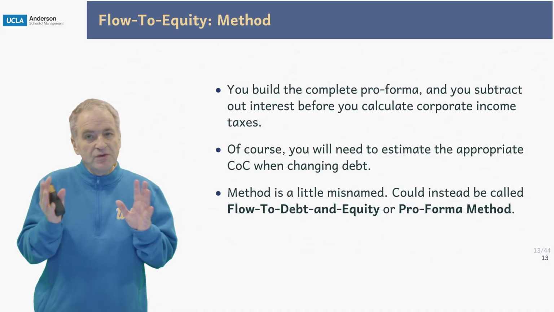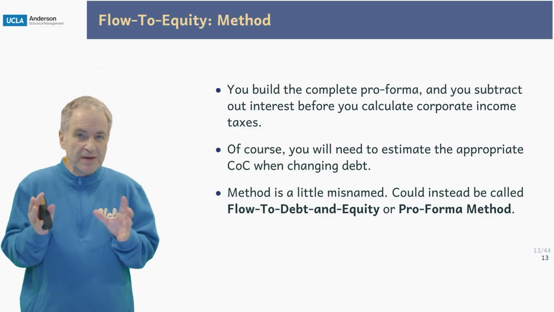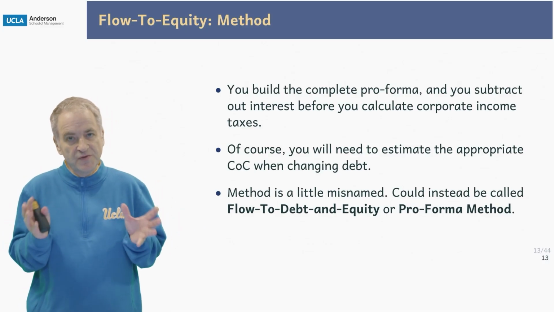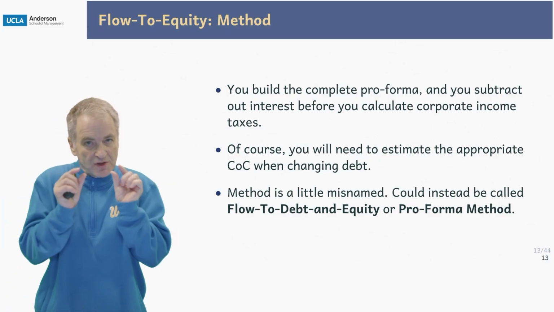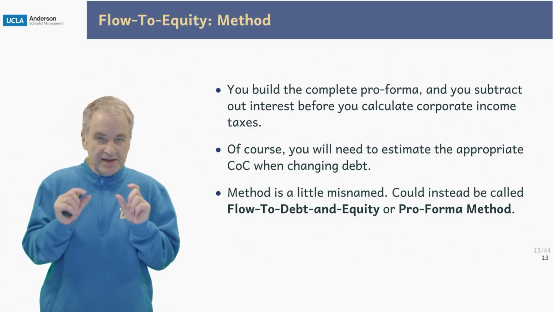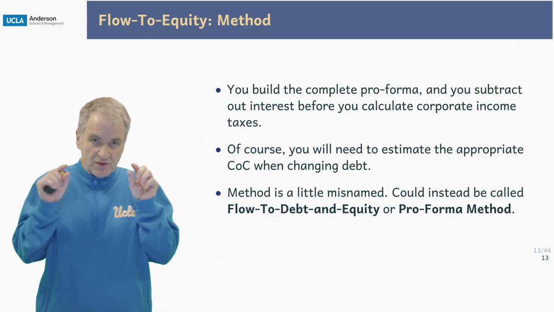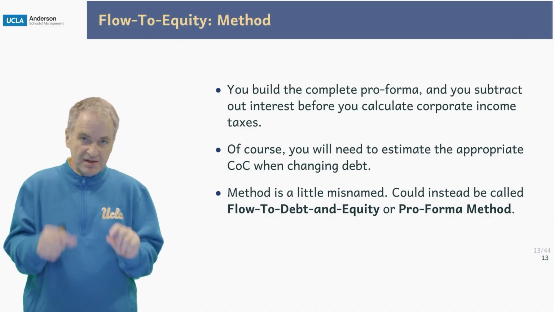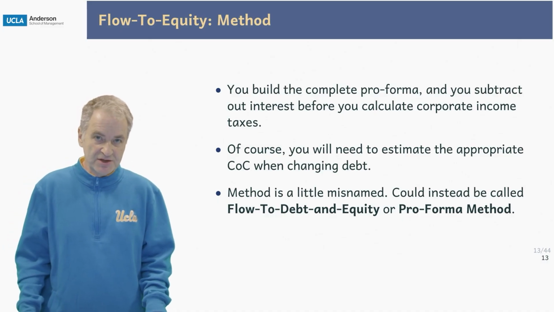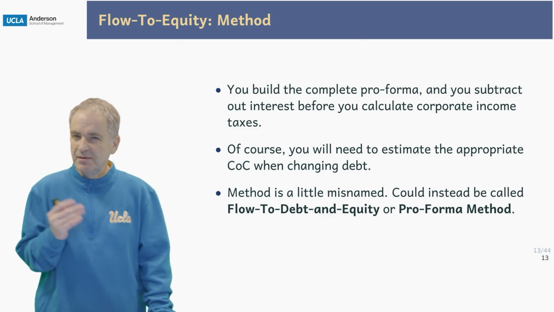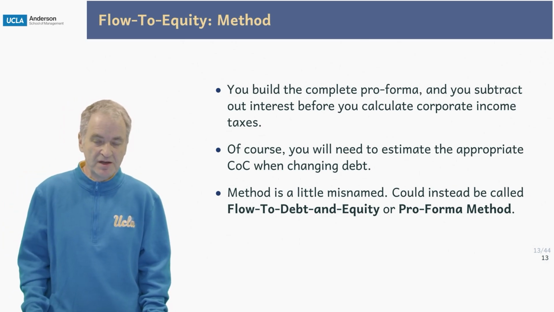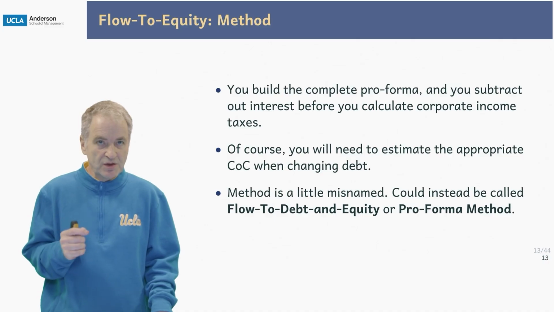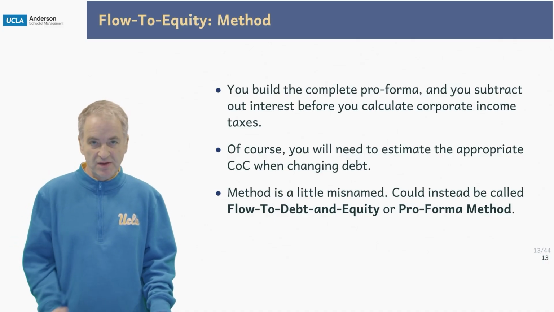Now, you will need to estimate the appropriate cost of capital for the firm and for the debt and for the equity when changing debt. But that's a second order concern. The big deal is that when you subtract out interest, it immediately reduces your tax obligation. The method is a little bit misnamed. If I were to name it, I would just call this the pro forma method. But in the real world, this is called the flow to equity method.